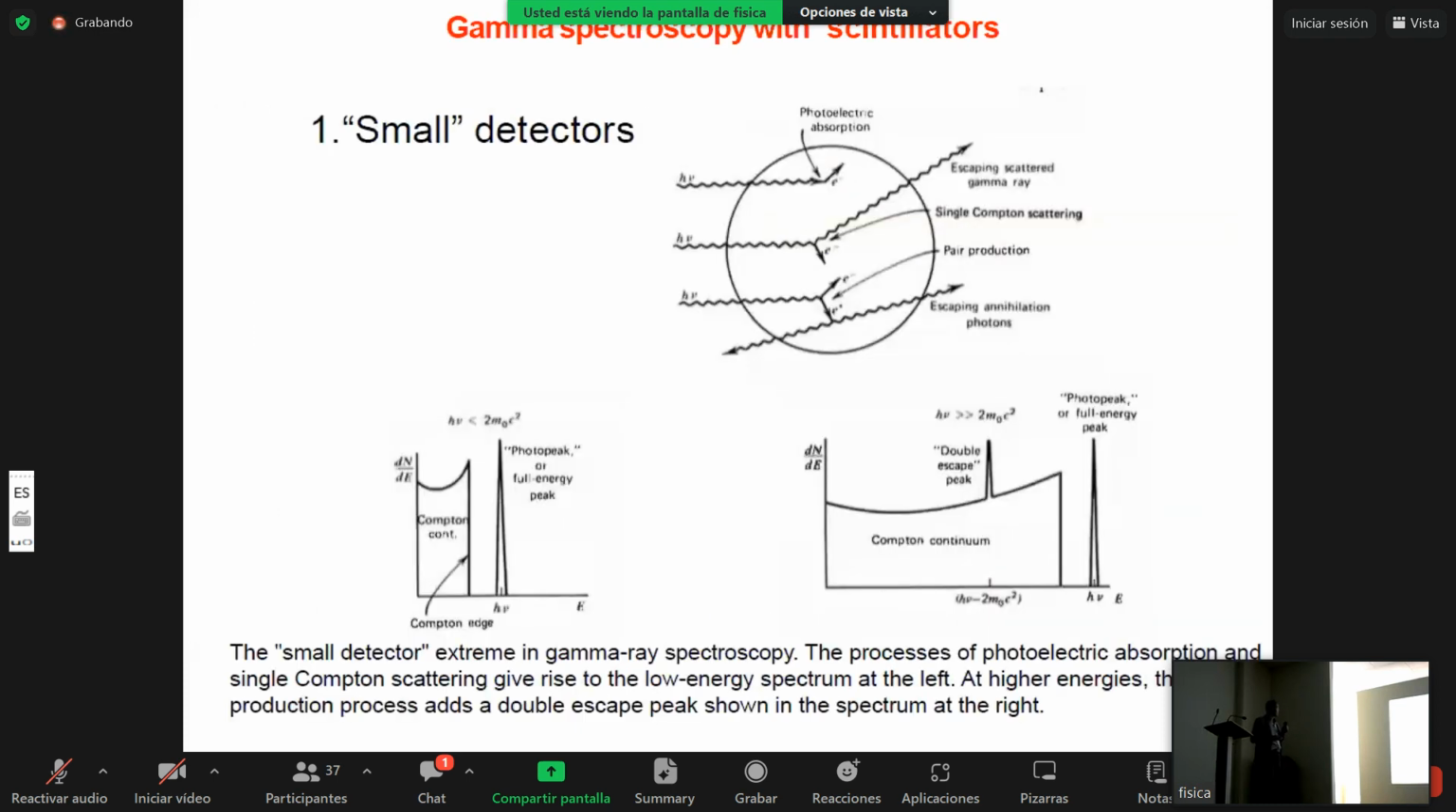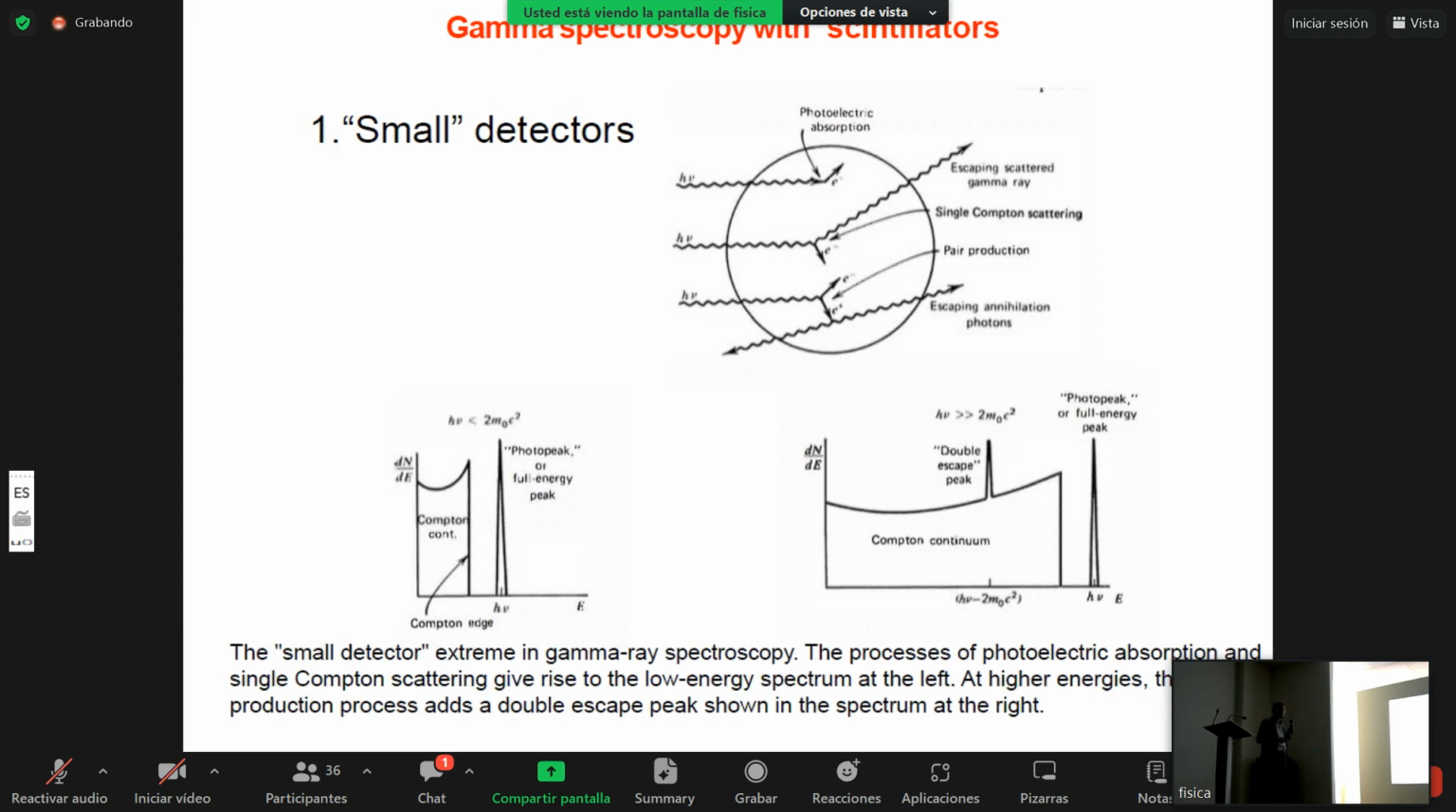So let's go back to our exercise with gamma spectroscopy, specifically with scintillation detectors. In order to understand what we get in the detector and what we can expect to see, we can look at this simple picture.